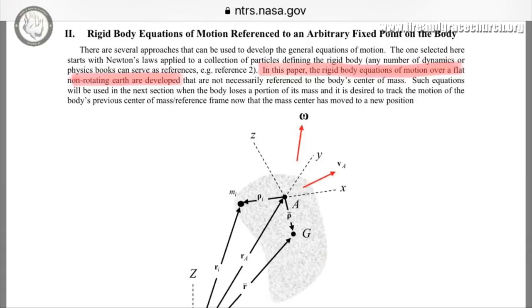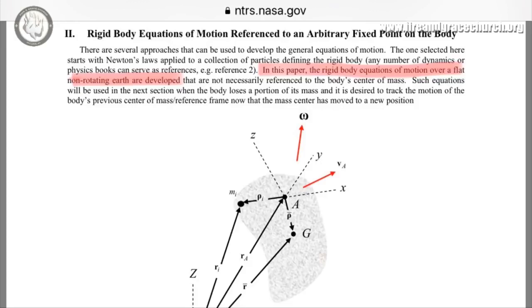And here's what they say: rigid body equations of motion, reference to an arbitrary fixed point on the body. There are several approaches that can be used to develop the general equations of motion. The one selected here starts with Newton's laws applied to the collection of particles defining the rigid body. Any number of dynamics or physics books can serve as references. So they're saying the physics books can serve as references. So in this paper, the rigid body equations of motion over a flat, non-rotating Earth are developed.